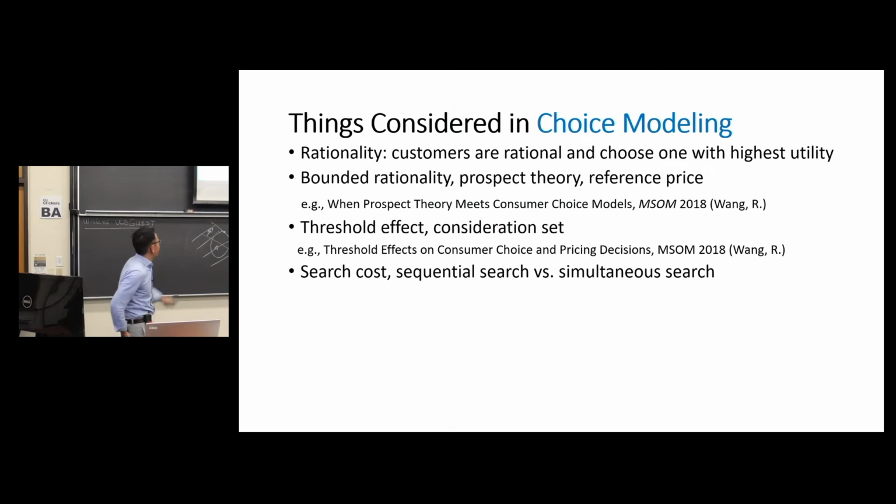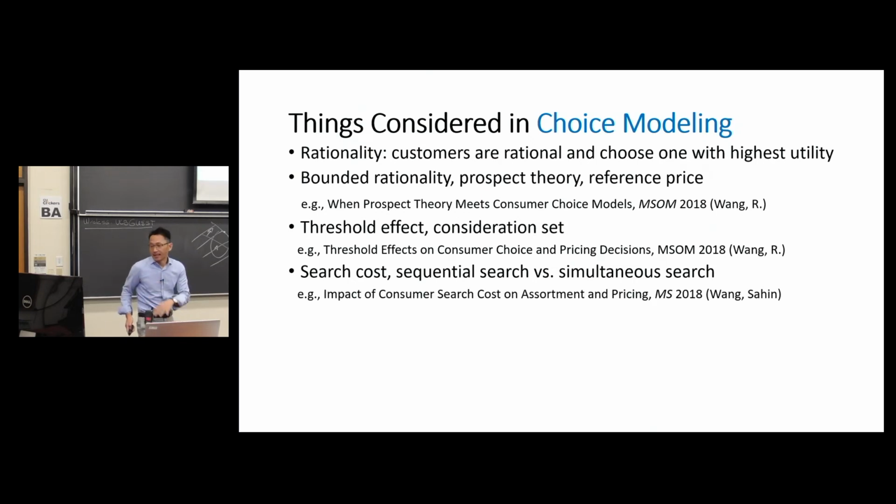So another decision, another strategy, is sequential search versus simultaneous search. Are you going to consider all the products in the consideration set simultaneously, together, or are you going to search one at a time? Depending on the realization of the product utility, you can decide when you are going to stop and make a purchase. So that's a huge difference between the two sets of policies, sequential and simultaneous. Search cost also plays a role here. All right.